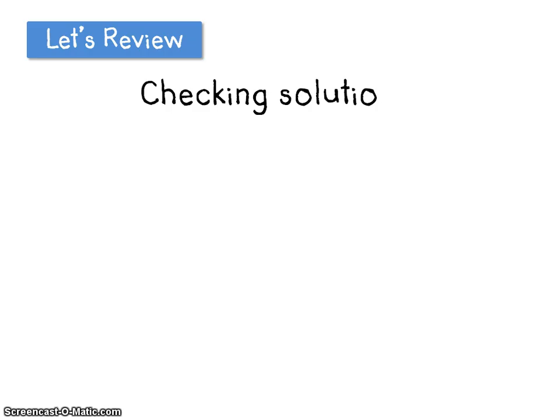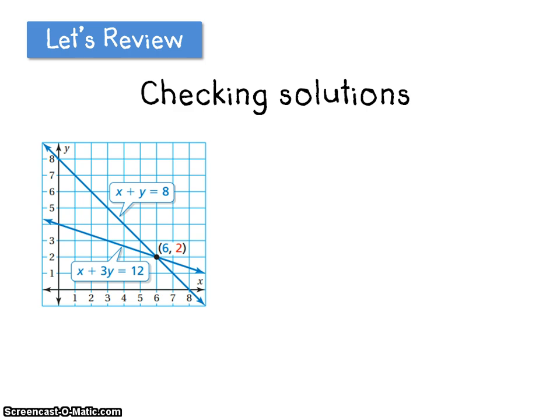In class, we also checked solutions. After graphing a system of linear equations, we can see that the solution is the point where the two graphs intersect, and we could check to make sure that solution is actually correct. So the point of intersection here I see is (6, 2). And I know that all ordered pairs are in the form (x, y), which comes in really handy when we need to check. So I see the first line, the top line, is x plus y equals 8. So we'll start with that.